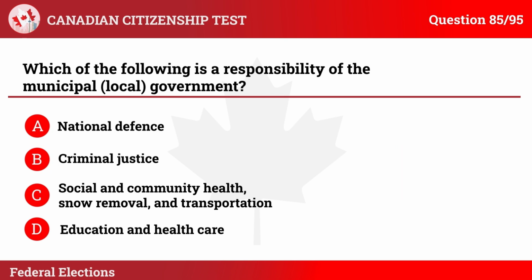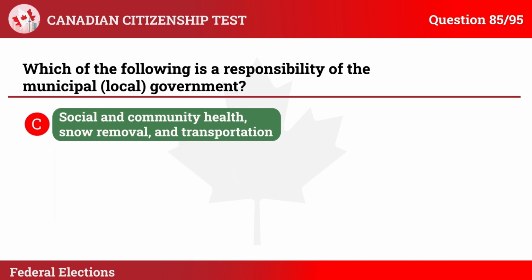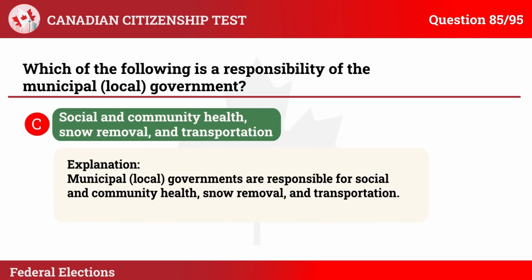The correct answer is C. Social and community health, snow removal and transportation. Explanation: municipal, local governments are responsible for social and community health, snow removal and transportation.